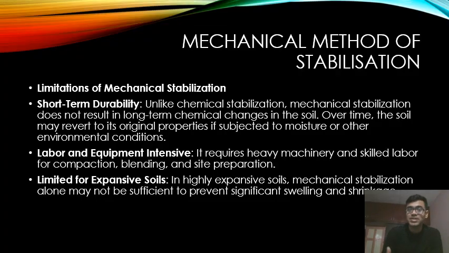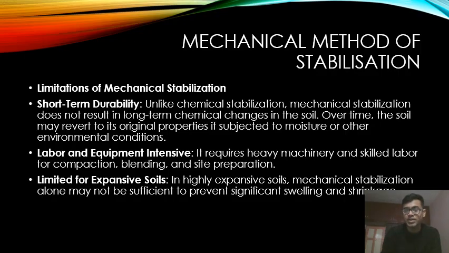Mechanical method of stabilization has some limitations also. That limitation is the short-term durability. Unlike chemical stabilization, mechanical stabilization does not result in long-term chemical changes in the soil. Over time, the soil may revert to its original position. This is the normal case actually. If a rubber is stretched out, it gets back to its original position after some time. So the soil also has the same properties. Over time, the soil may revert to its original properties if subjected to moisture or other environmental conditions.